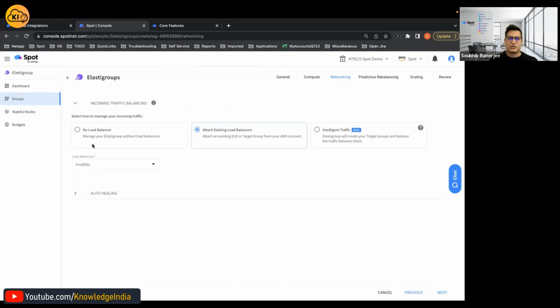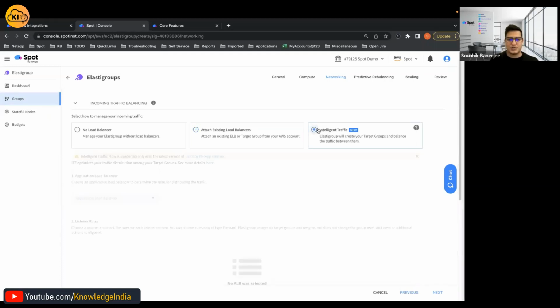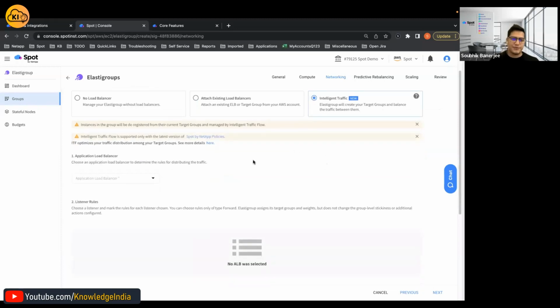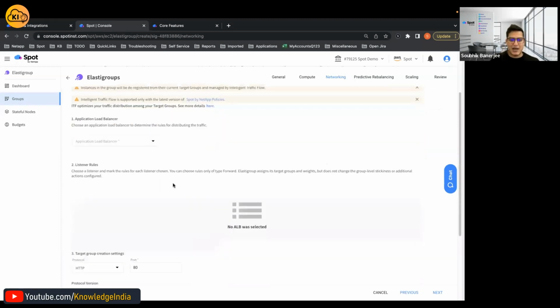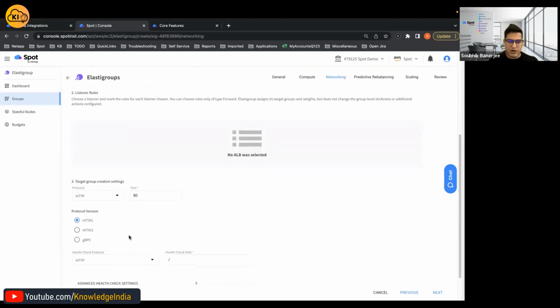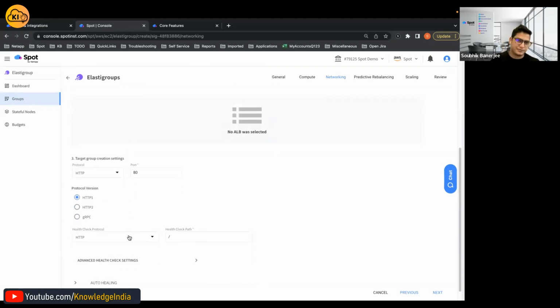Okay. So coming to the next page, the networking page, this is where you assign the Elastic load balancer. If you have an existing load balancer, you can attach it. It can be without a load balancer as well. And this is the intelligent traffic flow that I was talking about. If you just want to select intelligent traffic flow, you select the application load balancer and the target groups where you want to bifurcate your traffic, and so on.